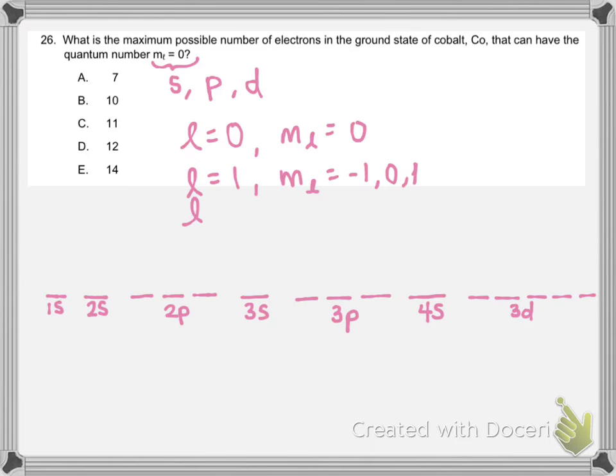And for a d orbital, L is equal to 2, so m sub L has 5 possible options. And so what we're going to do is just draw out the arrows and then go through and look to see when m sub L is 0 and just count our electrons. Whenever they have a question where they ask me to count electrons, I always like to go through and draw all of the arrows, even though it can be a little bit of a nuisance.